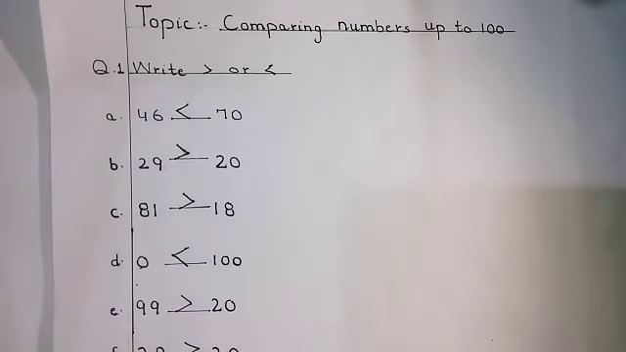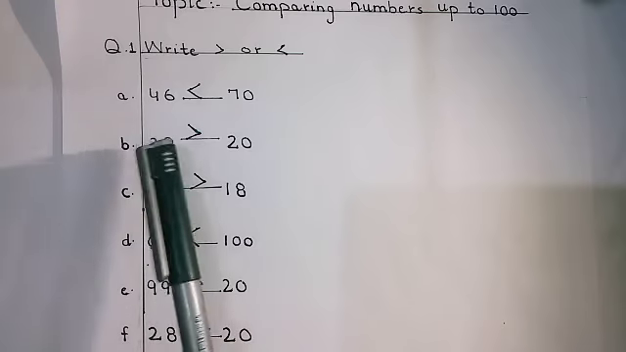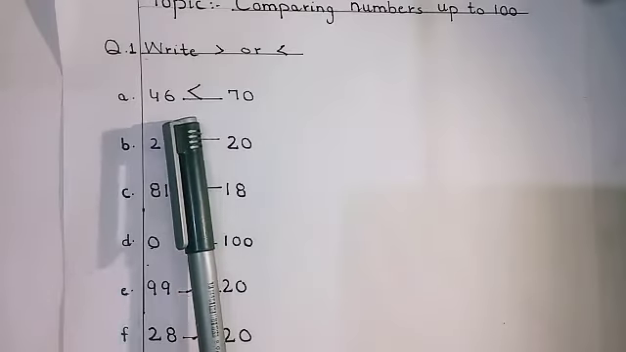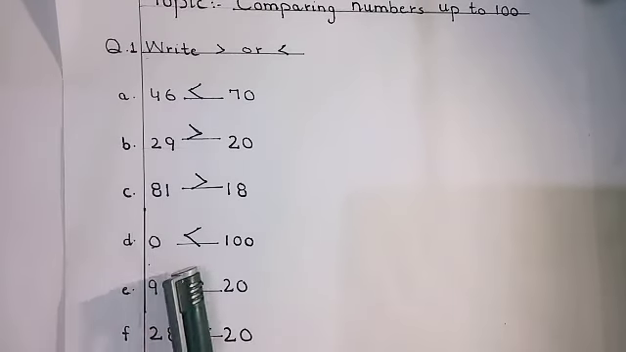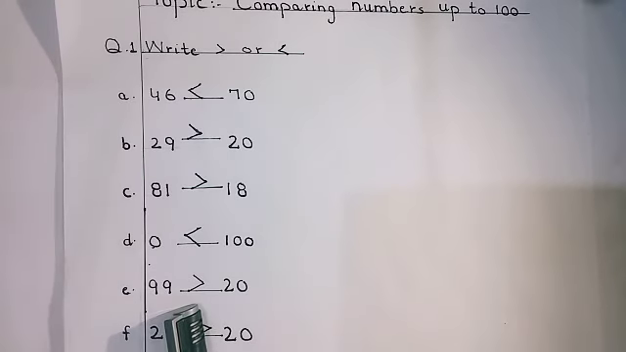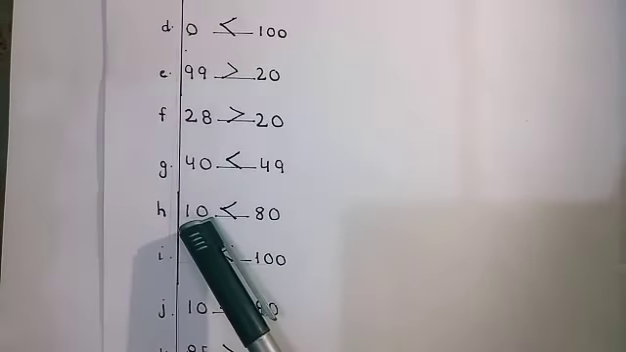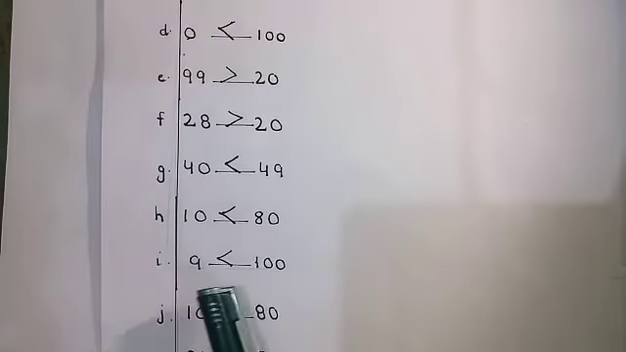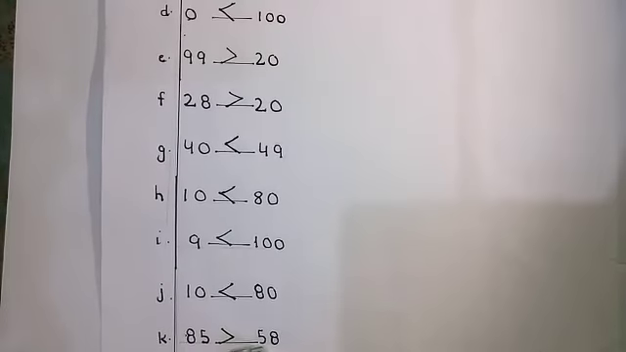Now students, I am going to read these signs and numbers again. 46 is less than 70, 29 is greater than 20, 81 is greater than 18, 0 is less than 100, 99 is greater than 20, 28 is greater than 20, 40 is less than 49, 10 is less than 80, 9 is less than 100, and 100 is greater than 80, and 85 is greater than 58.